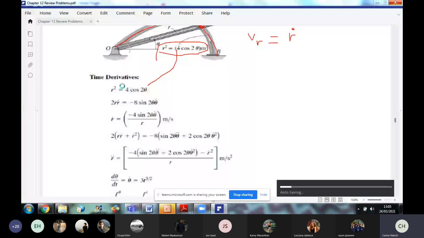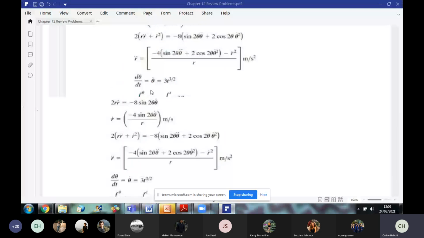Second, the second term of the equality is equal to 4 cosine 2 theta. If you want to derive 4 cosine 2 theta with respect to time, then first you derive it with respect to theta, okay?